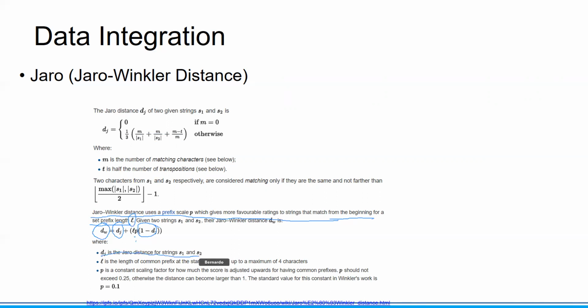And l is the length of the common prefix at the start of the string, up to a maximum of 4 characters. And then p is the constant scaling factor. So p is a determined value. Usually in Winkler's work, it is 0.1. There's a kind of standard that p should not exceed 0.25. You can define your p.